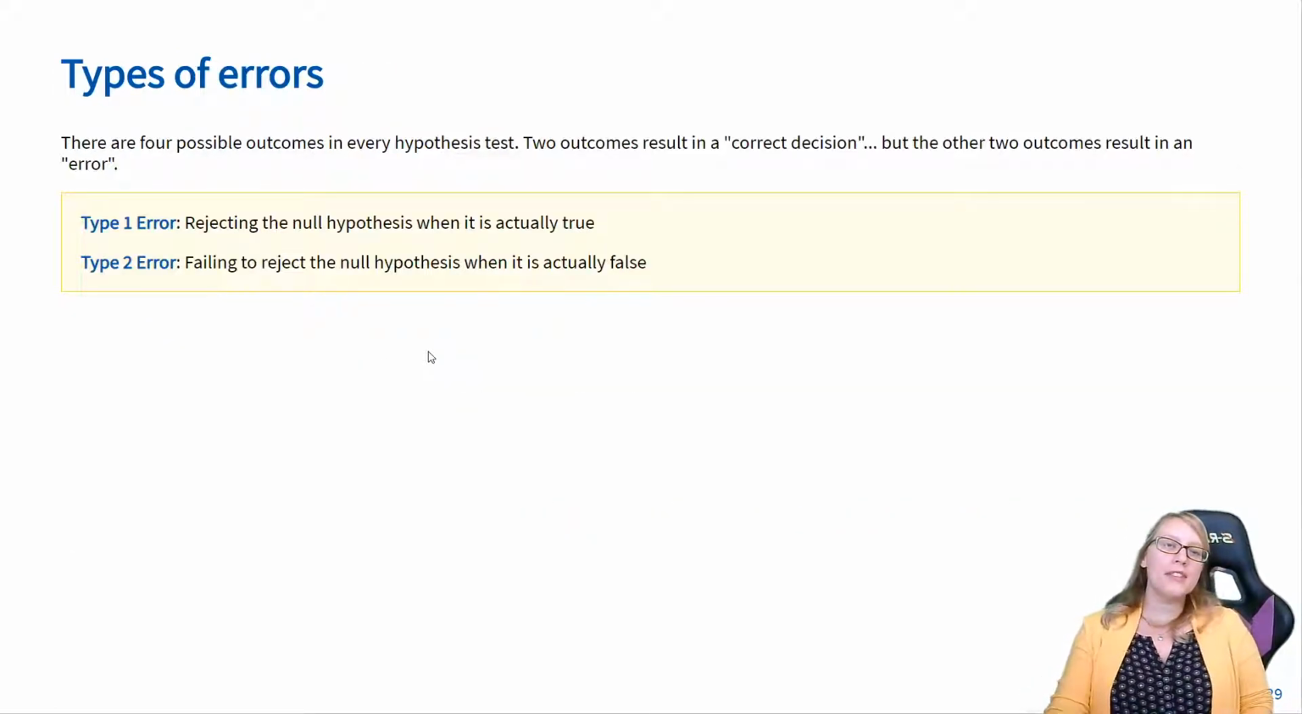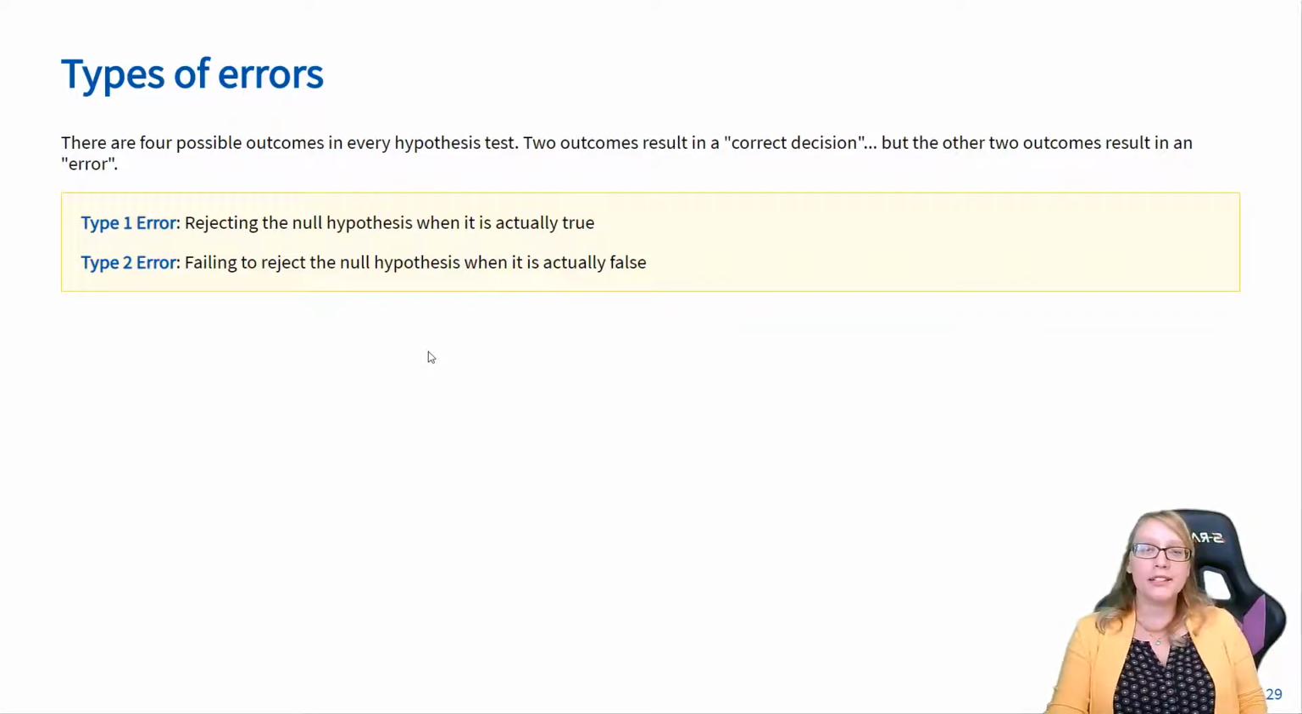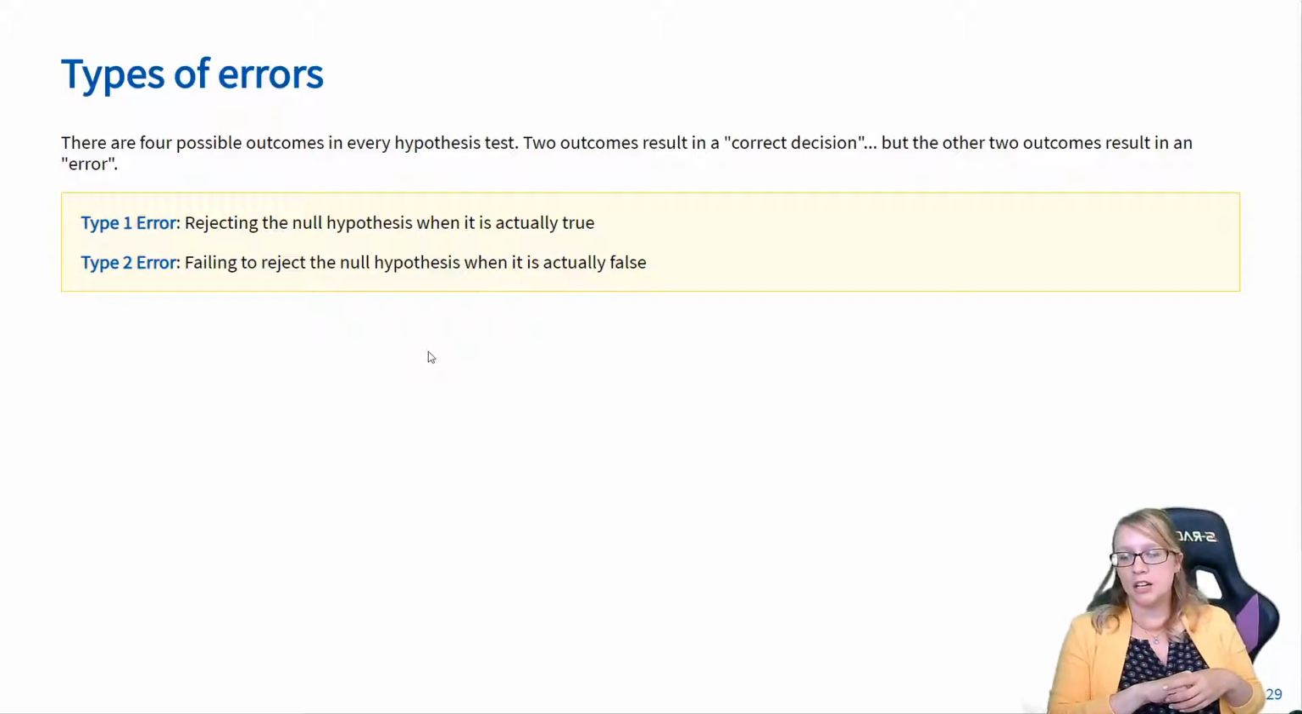Now, let's talk about the types of errors where a hypothesis test can go wrong, because these certainly are not foolproof. Two outcomes of a hypothesis test will result in a correct decision. Two will result in an error. And let's talk about what these errors are. The first type of error that we could commit, statisticians are famously not imaginative when it comes to naming things. So our type 1 error is the first type of error that we could observe.